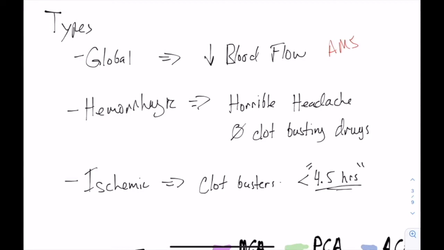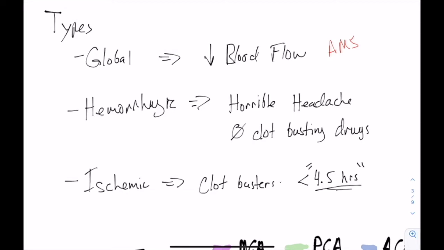The presenting sign of a hemorrhagic stroke is a horrible headache. It will sometimes be called the worst headache of their life. It can also be called a thunderclap headache, meaning that it's very intense and very sudden, or being kicked in the head kind of headache. And generally, the biggest thing that you need to know is you no longer can use clot-busting drugs. We do not want to break a clot if the person is actively bleeding. The next type of stroke is an ischemic stroke.